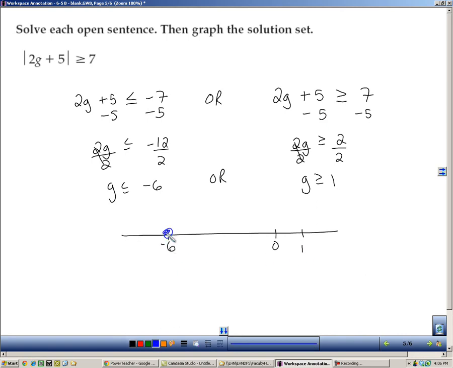So less than or equal to looks like this. All those numbers are less than or equal to -6. All of these numbers are greater than or equal to 1.